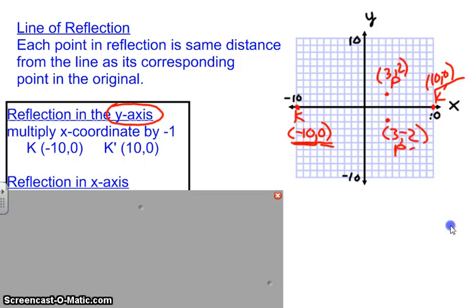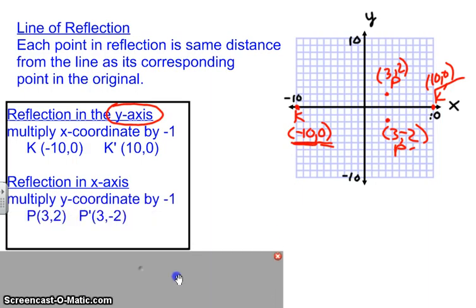Okay, so when we cross the x-axis, which value changes? Not the x. The y. Look, the x stayed the same. The x is still 3. It's the y value that is the opposite. And to find an opposite, you multiply by -1, right? So that's what we're doing. Multiply the y value by -1.